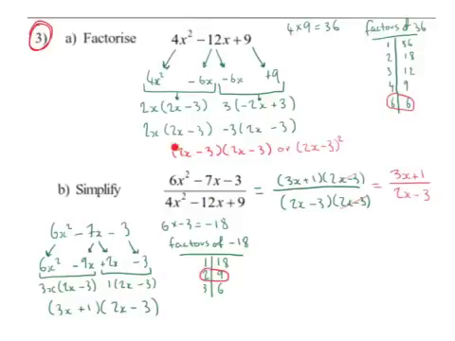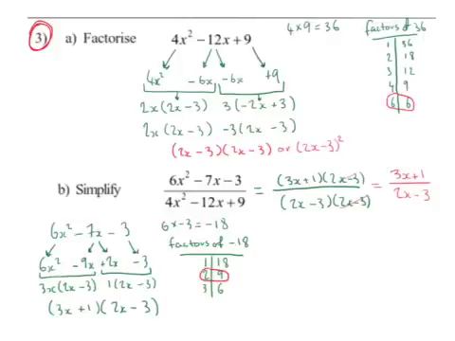So 2x minus 3 is going to be one of my factors, and then I bring down my highest common factor, 2x down here, and my highest common factor over here, which is minus 3, and they just happen to match up. So to factorize 4x squared minus 12x plus 9, I end up with 2x minus 3 multiplied by 2x minus 3, and because they are the exact same thing, I can simplify to 2x minus 3 squared.